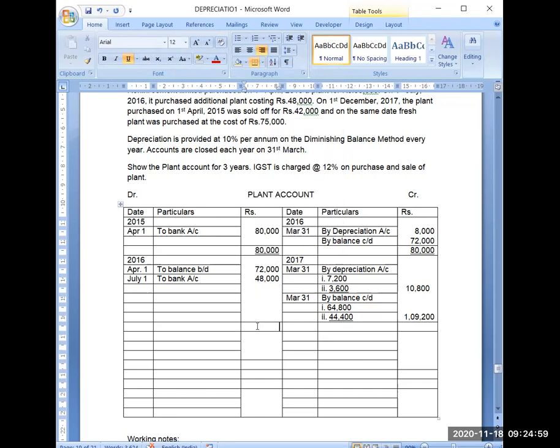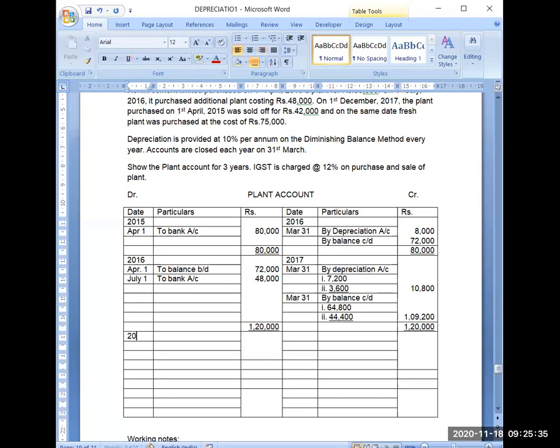Now we will add the debit side and credit side, and the total should be equal. So the debit side total is coming 1,20,000. And the credit side total is also coming 1,20,000. This will make you sure that you are calculating almost correct.